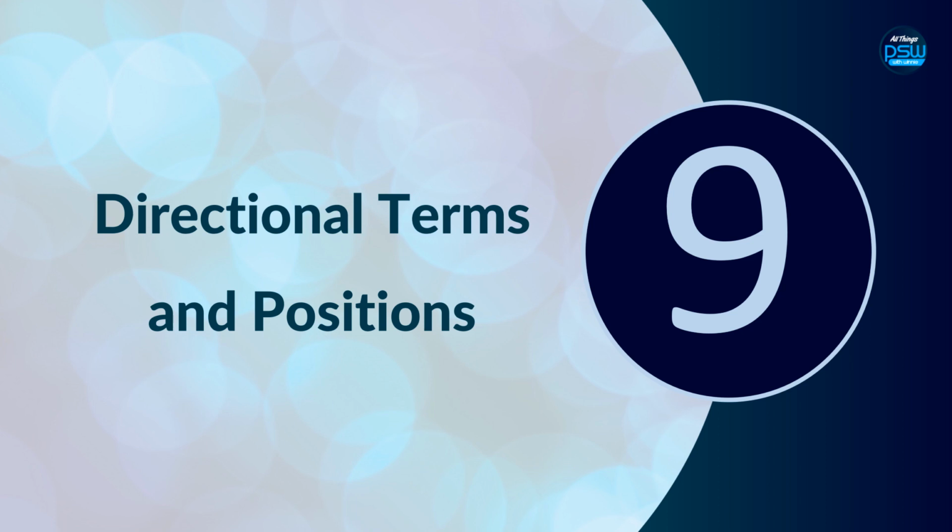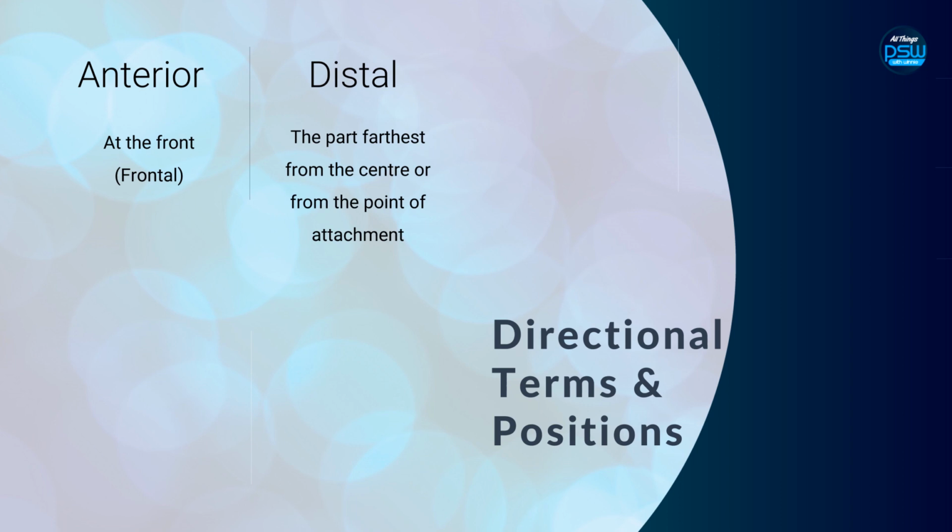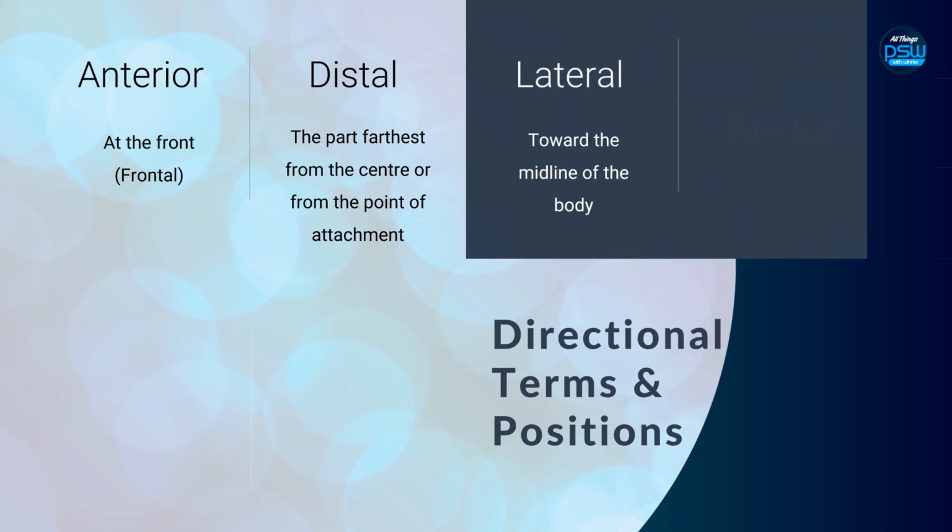So an example is anterior. Anterior means at the front, or we also call it ventral. Then you have distal. Distal just means it's a part that's far from the center. Lateral means toward the midline of the body.